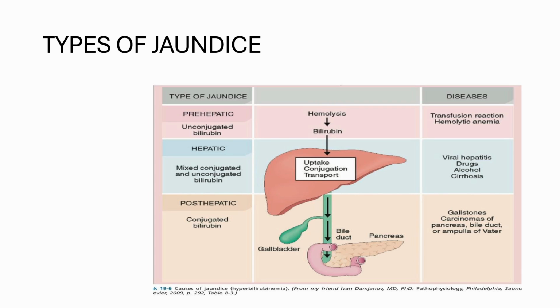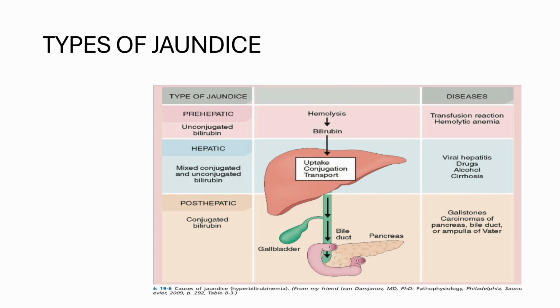And if the problem is in the liver, either in the steps of conjugation, it is going to be hepatic jaundice, or any kind of liver pathology. And post-hepatic is after conjugation, the bilirubin is not able to get outside of the liver because of biliary obstruction, and that is post-hepatic jaundice.